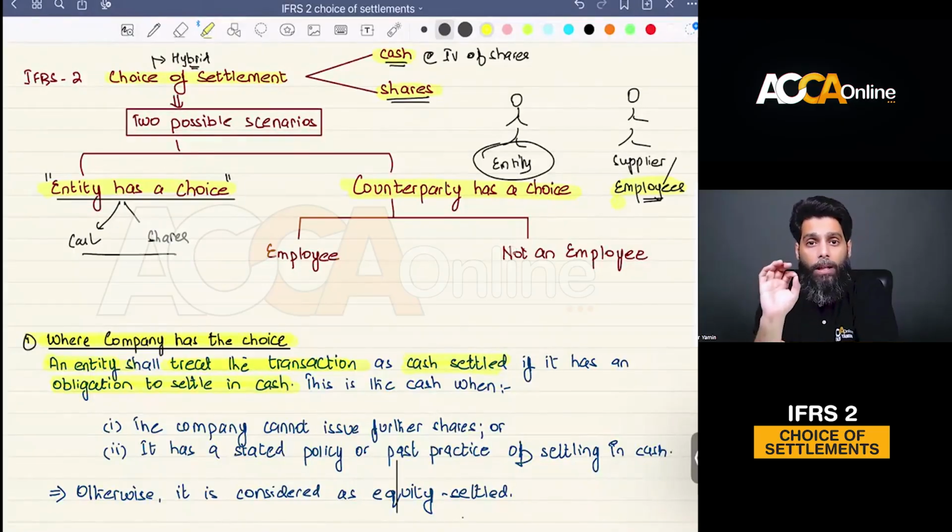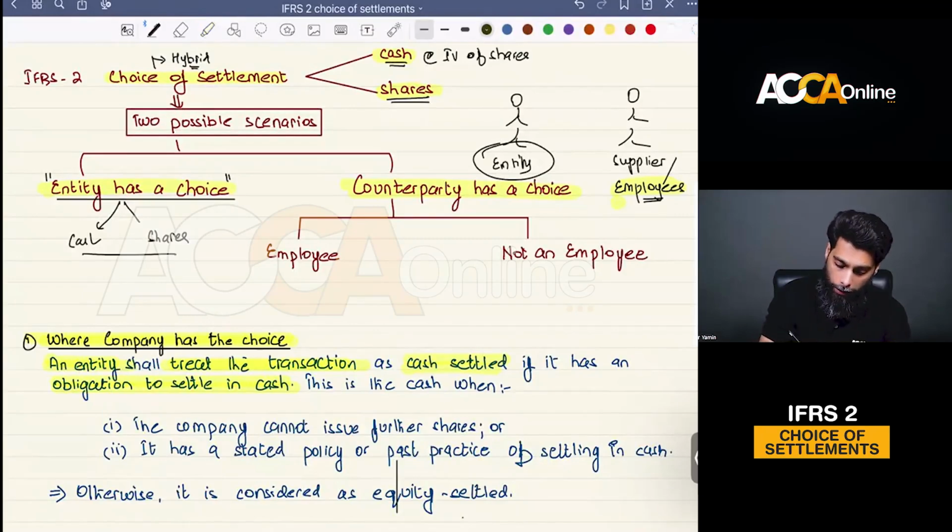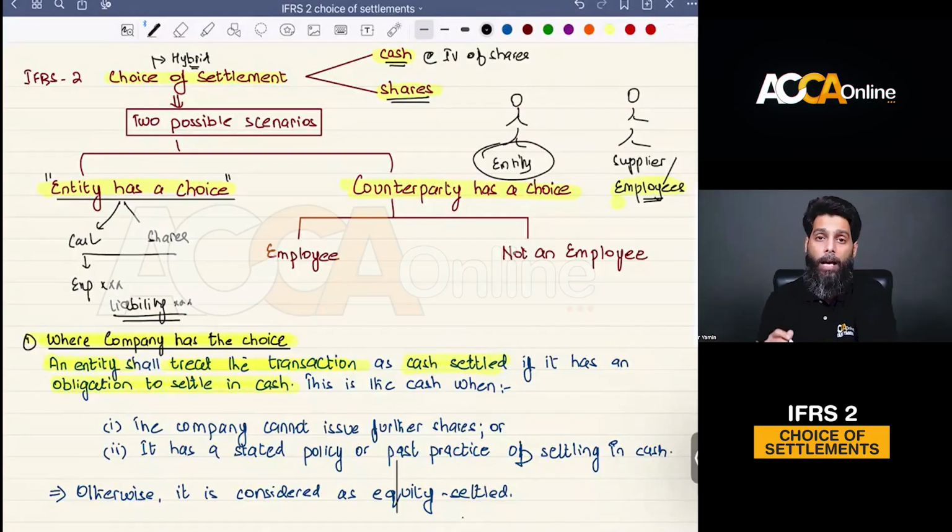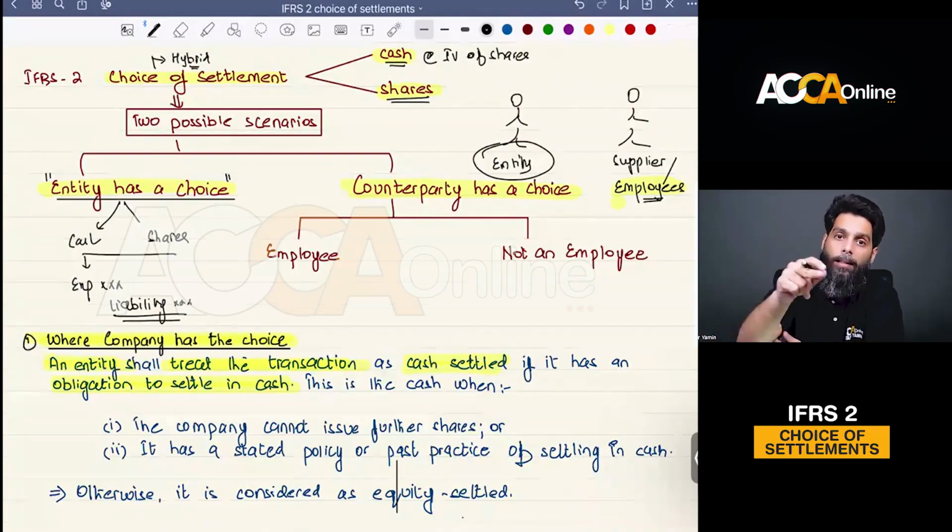IFRS and the IASB want your financial statements to be prudent. And because of that, the first type of treatment they allow you is the cash settled share-based payment transaction. Everybody knows that if you account for this transaction as cash settled, the accounting entry is expense debit and liability credit. In that scenario, you would be recognizing a liability in your financial statements, and it's more prudent to recognize a liability than to recognize equity.